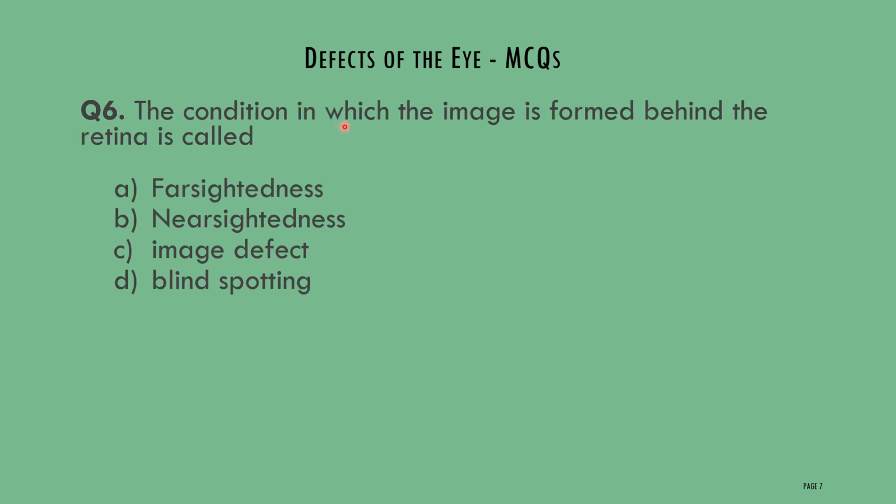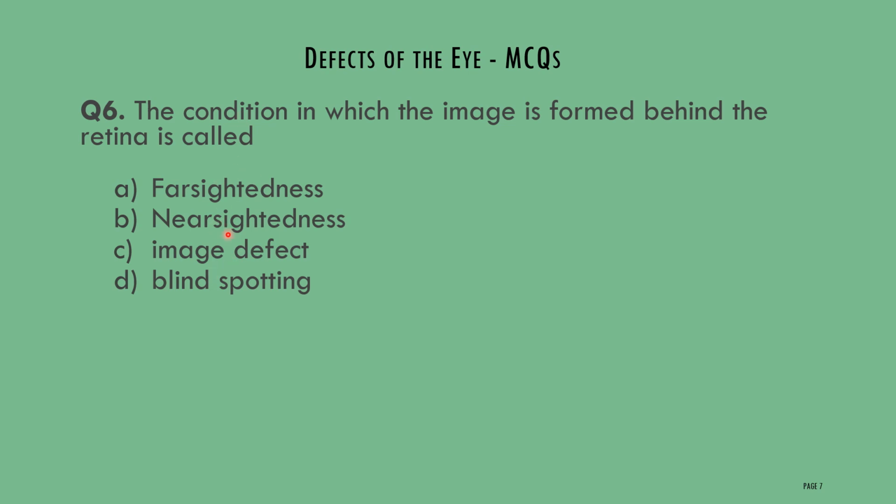6.1. The condition in which the image is formed behind the retina. Already we discussed this question, but here the options are different. You will get confused between the options. That's why I am discussing the same question once again. Already you know the image will form behind the retina. That one we call hypermetropia.